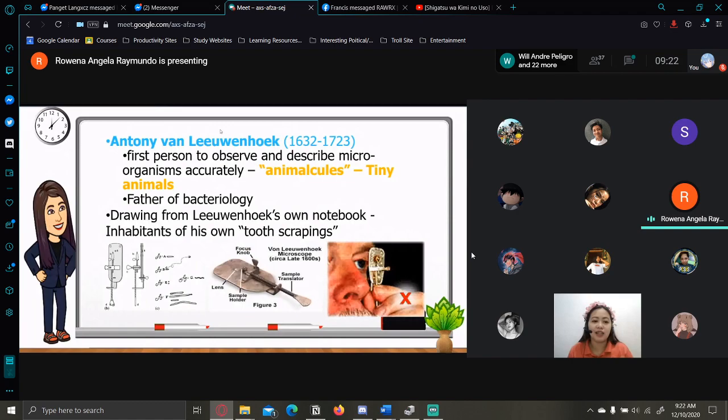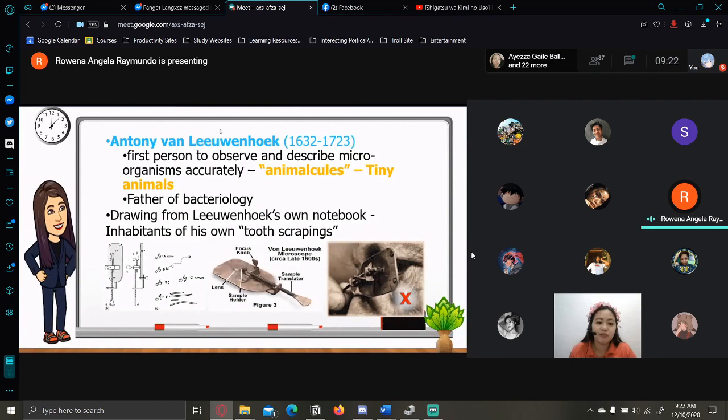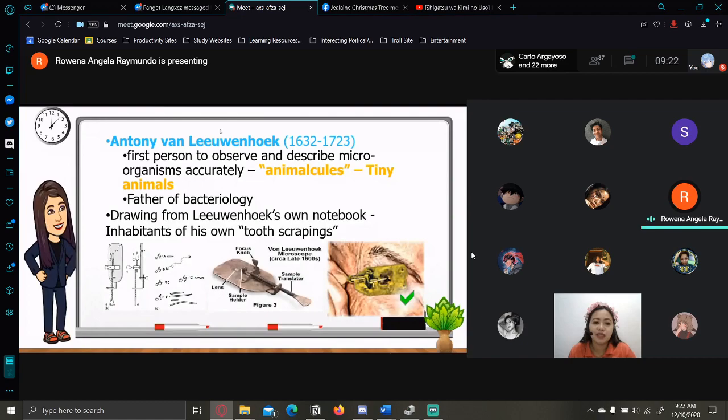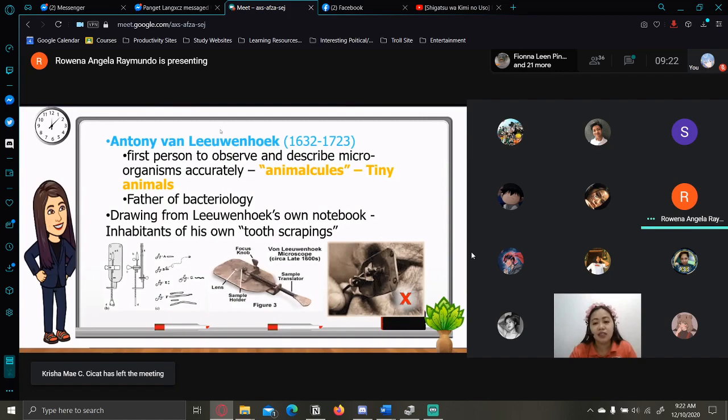Now, drawings from Leeuwenhoek's notebook, ipinakita niya doon, din drawing niya doon, yung mga nakita niya using the simple microscope. Even yung mga inhabitants nung tooth scrapings niya. So, in-scrape niya yung mga nandun sa ngipin niya and then tinitignan niya rin using his microscope. And then yung observations niya, dino-drawing niya yon sa notebook niya.